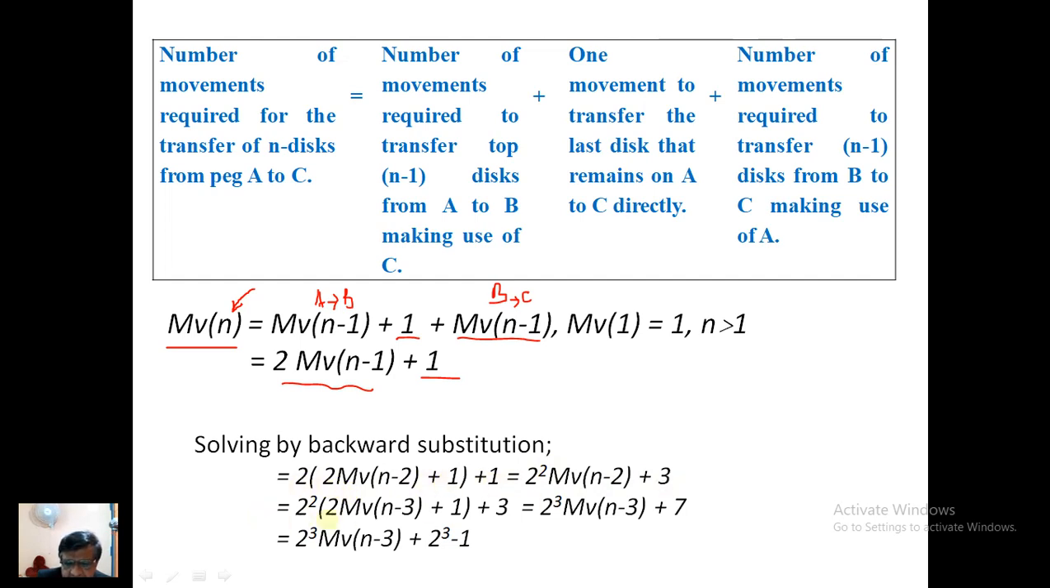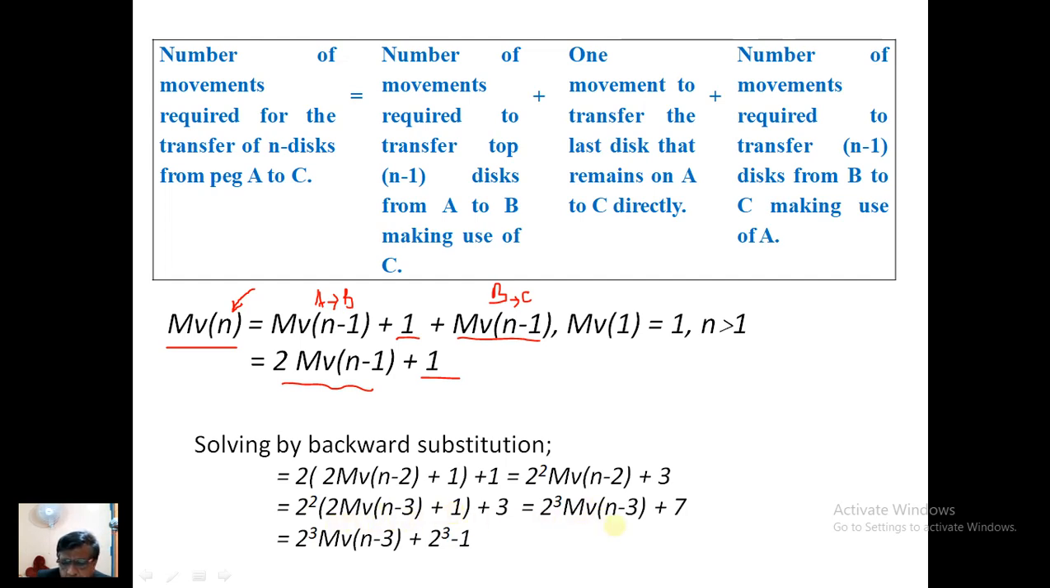Once again, the next step, 2 times M(n-3) + 1. We are substituting only for this basic function, you should remember that. 2 times M(n-3), 2 squared is already outside. 2 squared into 1 will give you 2 squared. 2M(n-3) is already there.